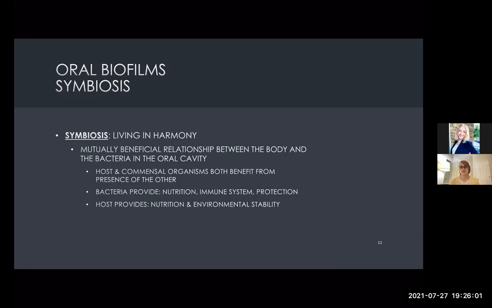Now, what we want is for those bacteria to help provide nutrition, to help provide regulation of our immune system and protection for our body. Whereas our host system, our body, produces nutrition and environmental stability for the normal flora, those good bacteria that we're looking at. So symbiosis, this is where we have balance. We have struck a balance between the bacterial load in the mouth and the host response.